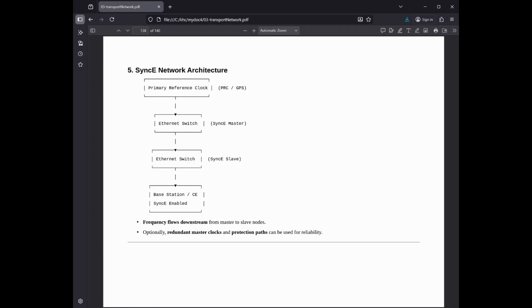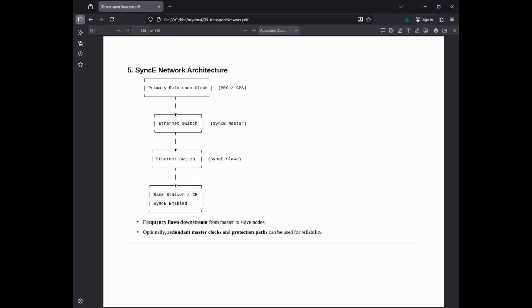Quality level, QL. Each SSM contains a QL value. For example, a clock from a PRC might have a QL of PRC, highest, while a node in holdover might send a QL of SEC, lower. Selection logic. If a node has two upstream connections, its architecture allows it to look at the SSMs from both. It will automatically lock onto the port with the highest quality level.